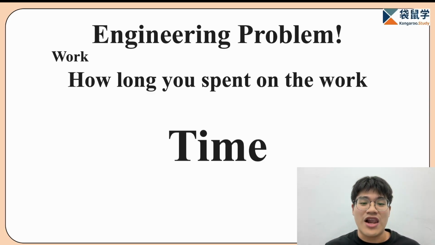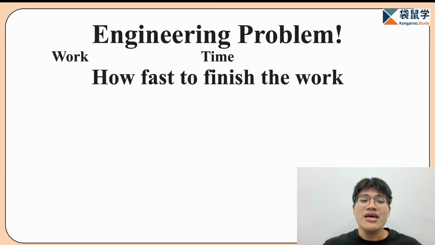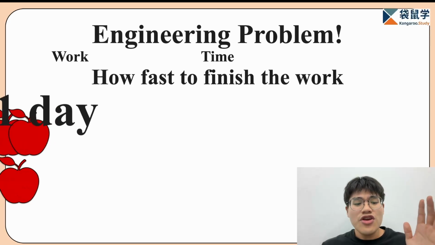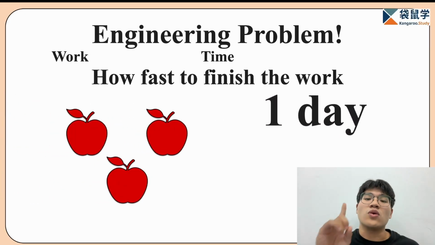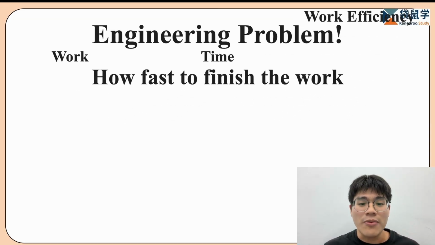Let's see the last value we have to know here. It's talking about how fast to finish the work. So let's take an example here. You have to eat 3 apples in 1 day. And that's what we call work efficiency. And those are the 3 values we have to know about in engineering problems.